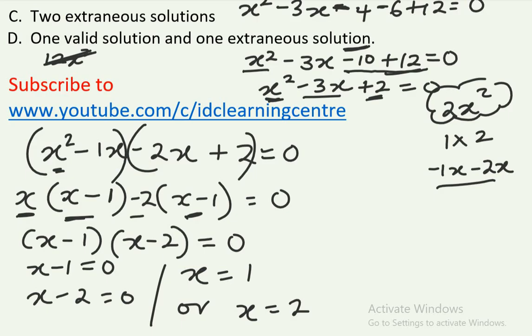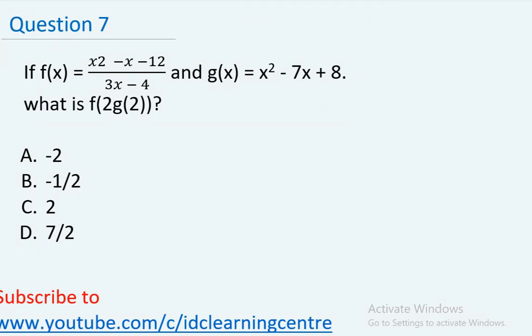Alright, question 7 says, if f of x equals x squared minus x minus 12 over 3x minus 4, and g of x equals x squared minus 7x plus 8, what is f of 2g of 2? For this question, we are going to work from the inside out. We need to find what g2 stands for.